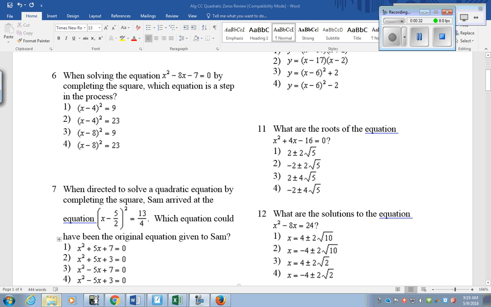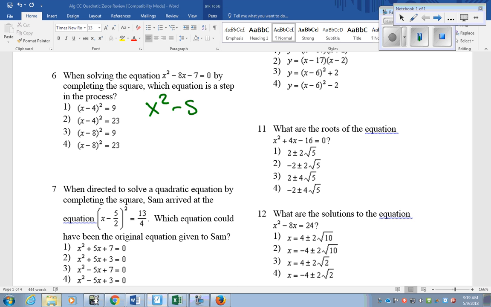So we're going to start with what's labeled question 6, it's really question 1. But again, I was just kind of copying and pasting these together. Question 6 is solving the equation. They want us to complete the square. Which equation is a step? To complete the square, your goal is to get a value that would be the number that you're using multiplied by itself. To do that, the first thing we need to do is move the constant over.